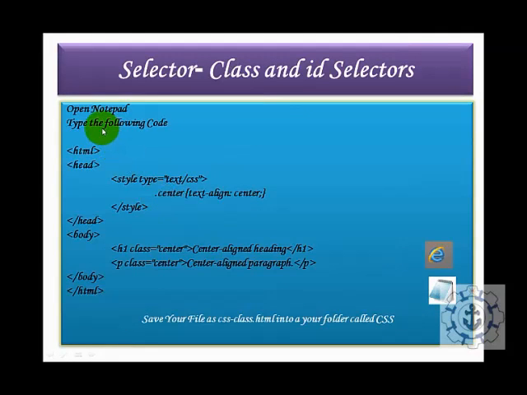Next comes class as a selector. Again, you open a notepad and type the following code: HTML, head. Inside the head, you define the style. The style is a tag, and you specify the type equal to text/css. Then .center. So what is this? This is nothing but a class. Anything which starts with a period or dot is called a class, and then comes your property and value, text-align and its value.